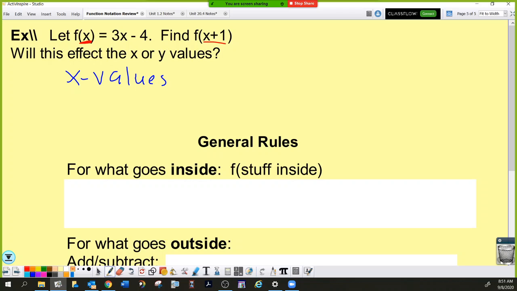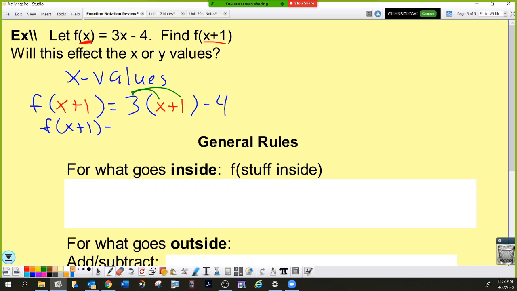Let's go ahead and find f of x plus 1. Just like last time, where there used to be an x, I'm going to put a set of parentheses. Let's fill those parentheses with x plus 1. On the right, I have a number on the side of the parentheses. Do you know what I'm supposed to do in this? Distribute. You're going to distribute that 3. 3x plus 3 minus 4. So 3x minus 1.